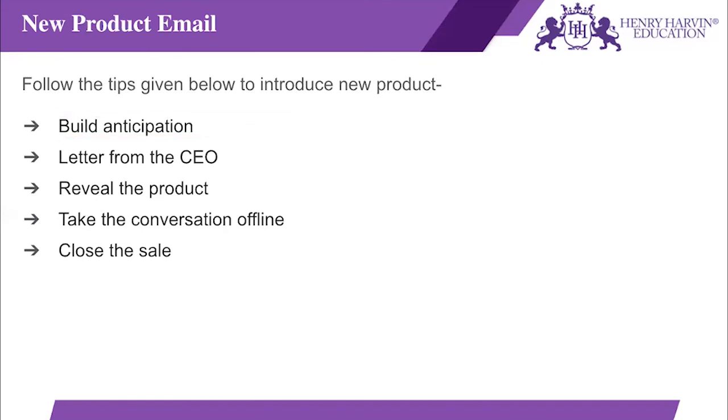Build anticipation. A letter from the CEO that speaks 1,000 words in itself, wherein the CEO directly communicates with the customers. Reveal the product, the first launch kind of a thing. Take the conversation offline. When you're calling customers, you're informing them. Maybe you are talking face to face to them, etc. Close the sale. No sales happening at this point in time, no offers happening at this point in time.